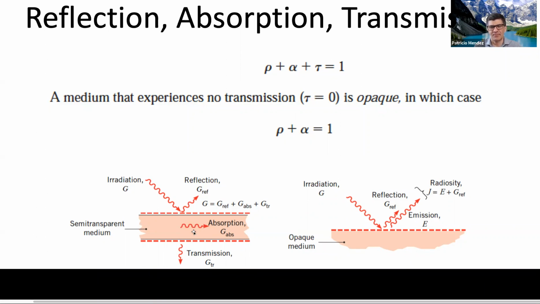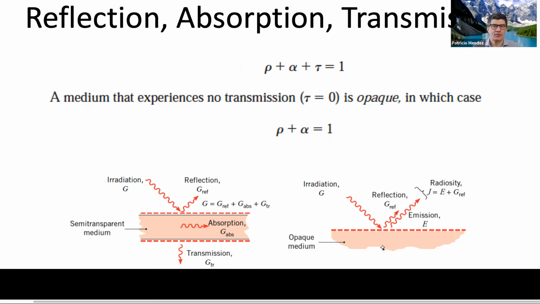Now, most of the time, and in this class, I think most of the time means essentially 100% of the time, we're going to be dealing with opaque medium in which the transmission is zero. We're going to assume that. And this is true even for glass from the point of view of thermal radiation. So the light that comes in, some will be reflected and some will be absorbed. And nothing is going to be transmitted.